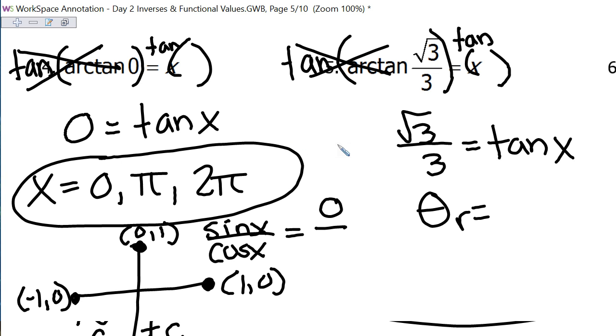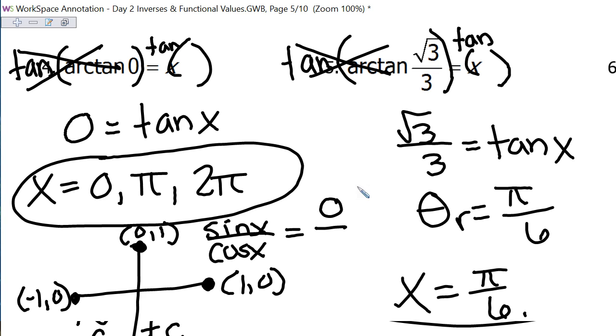And what's our reference angle? What angle has a tangent of square root of 3 over 3? Pi over 6. And in which quadrant is tangent positive? First and third. So what would that angle be in quadrant 1? Pi over 6. And what would that angle be in quadrant 3? 7 pi over 6. Because pi is 6 pi over 6, so one more will get us to 7 pi over 6.